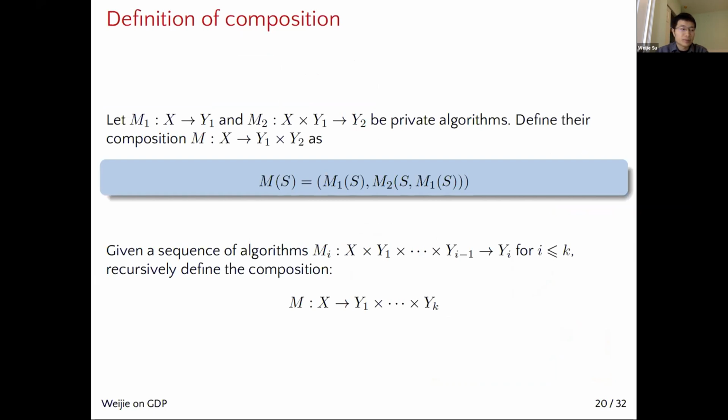Now let's formally define composition. Here we have two-fold composition, meaning that you have a first algorithm M1 and a second algorithm M2. M2 can depend on the output, the response of M1. You can adapt your question based on what you have seen early on. Basically, it puts together everything you have seen so far: M1 in the first component, M2 in the second component. In general, we can define the composition of any number K of algorithms.